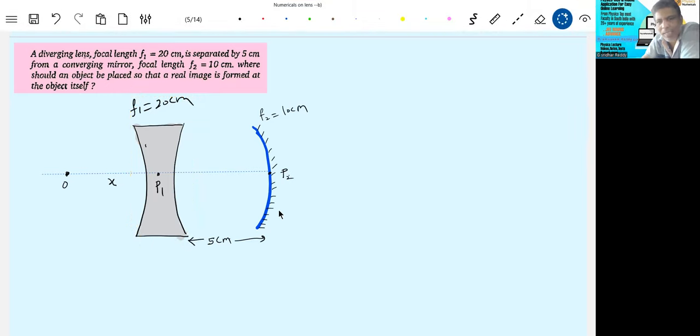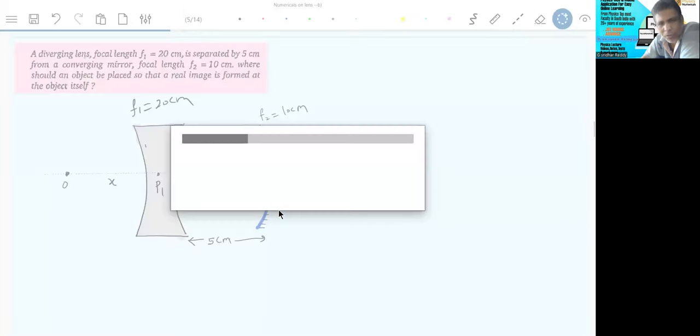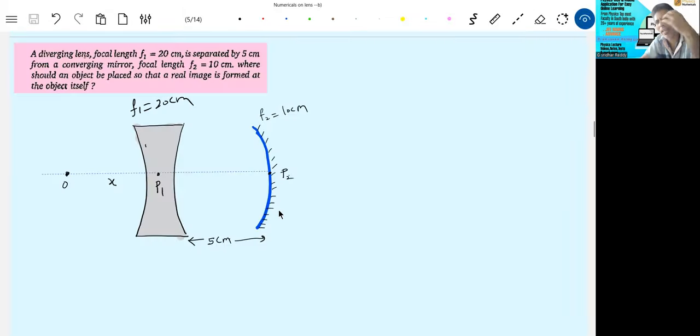How do we manage this? Again, see, there are two ways. You can work it out or take help of a ray diagram. The final image should be at the object itself. When you have a plane mirror, the ray should be incident normally. When you have a curved mirror, the object for this should be at the center of curvature. I think there's a trick, better understand.